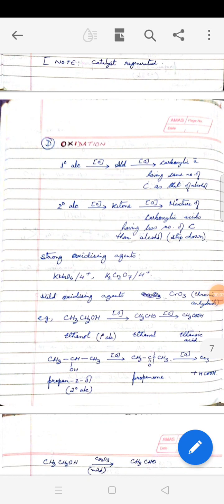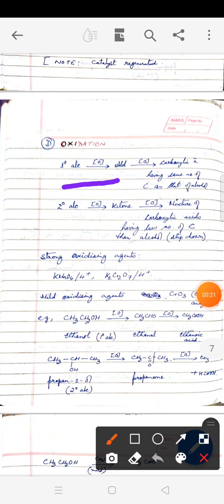Hello students, let us discuss the next set of reactions, oxidation. Alcohols undergo oxidation under different circumstances with different oxidizing agents, and the products accordingly are different. If we take a primary alcohol, it will undergo oxidation to form an aldehyde first. And if your oxidizing agent is strong enough, then it will further undergo oxidation to give you a carboxylic acid having the same number of carbon as you have taken in the alcohol.